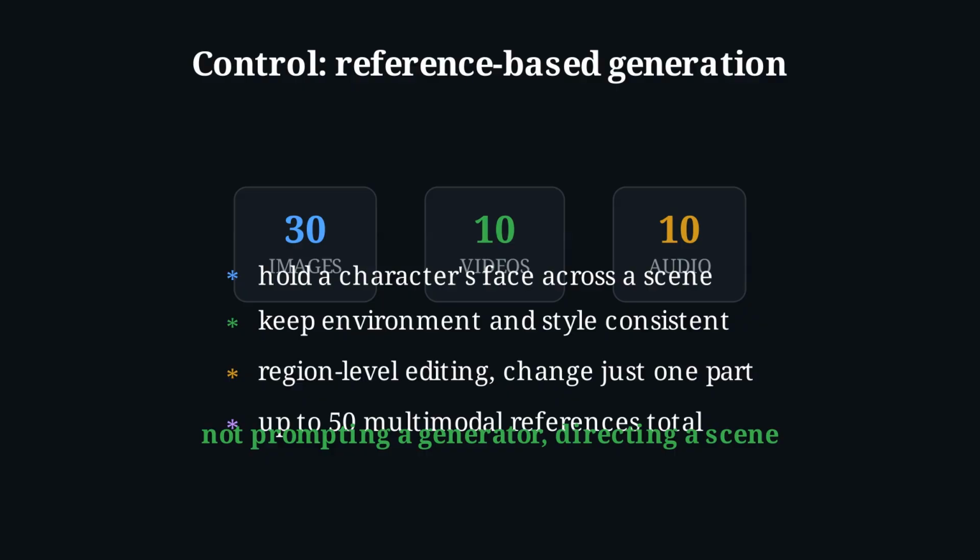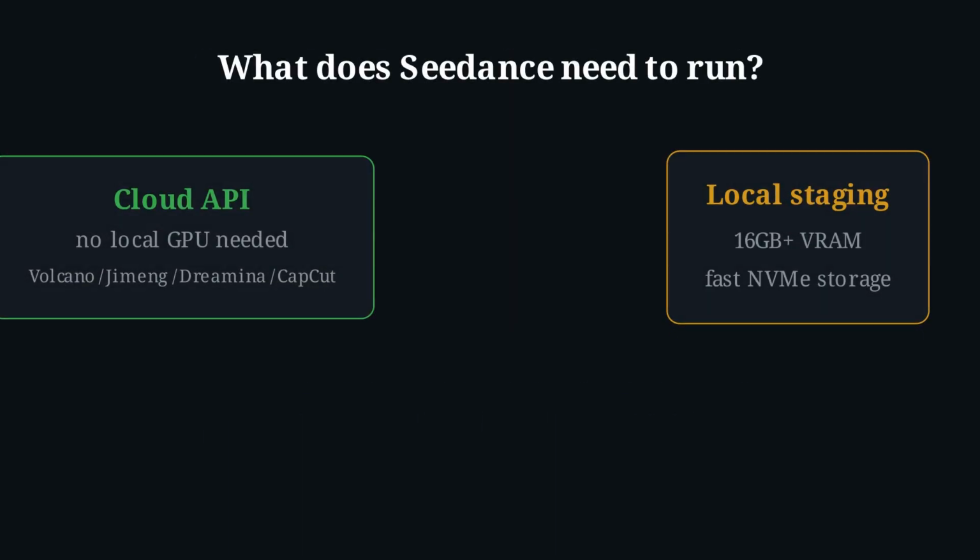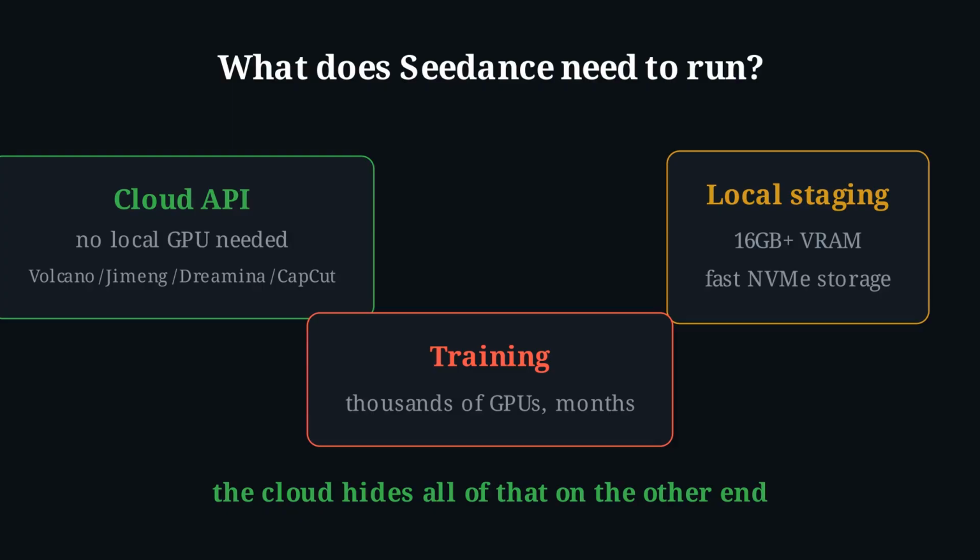So what does Seedance need to run? For most people, the answer is nothing special, because Seedance is delivered as a managed cloud service through the Volcano engine and through ByteDance surfaces like Emung, Gemina, and CapCut. You do not need a local GPU to use it. A browser and an internet connection are enough because the heavy compute lives in the data center.